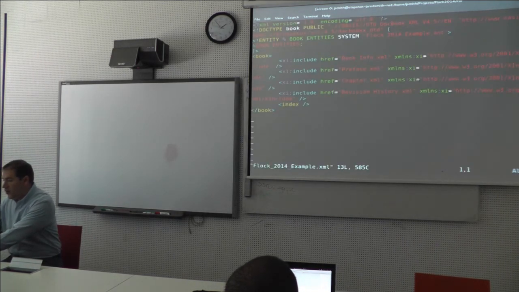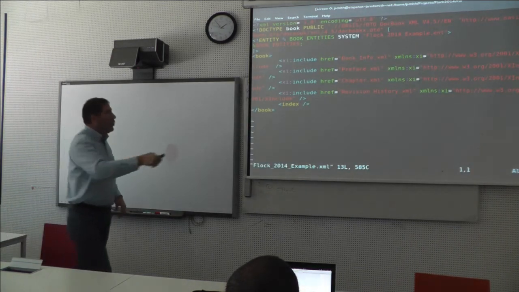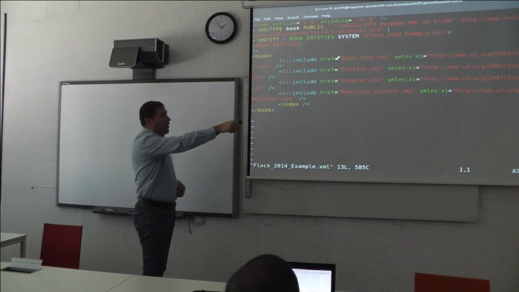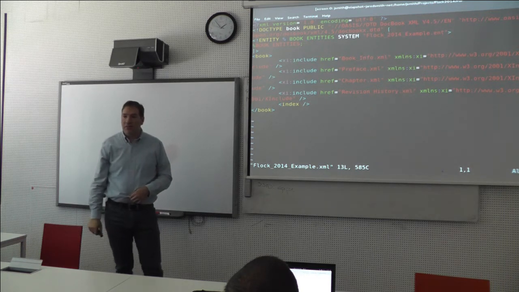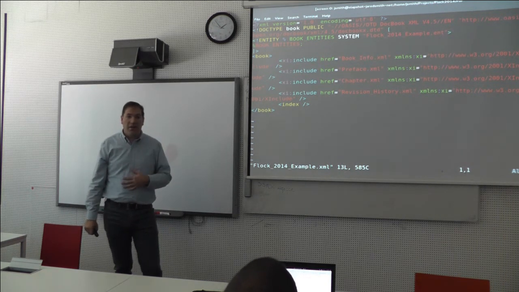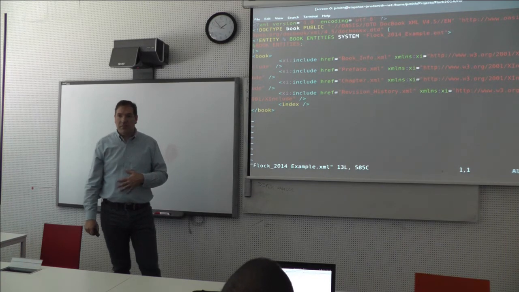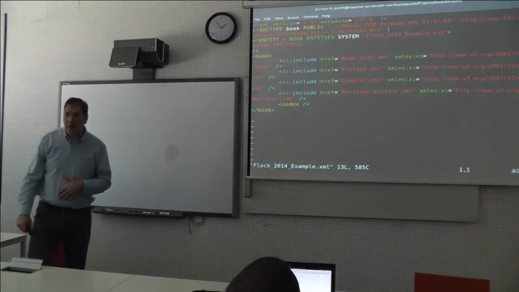And if we go into that main Flock 2014 example.xml file, you'll notice that it has our book tag, and then it includes our book information, our preface, our chapter, and our revision history. So all that's there and ready for us to use, so we can dive right in and start writing, which is kind of nice. So how about we do that?